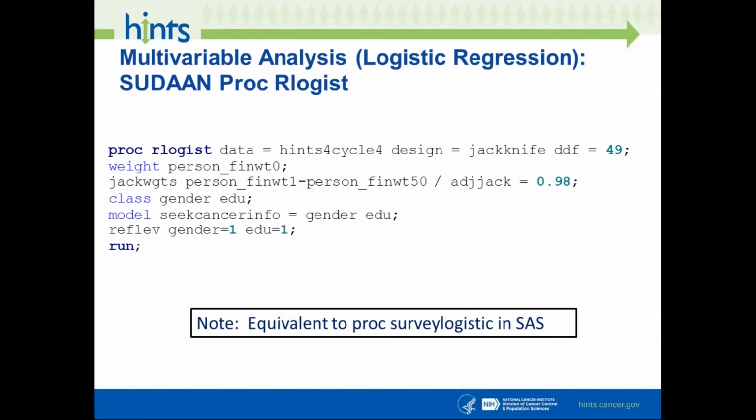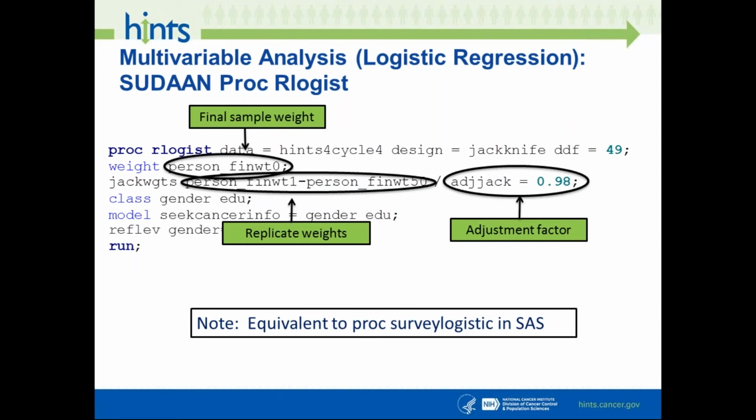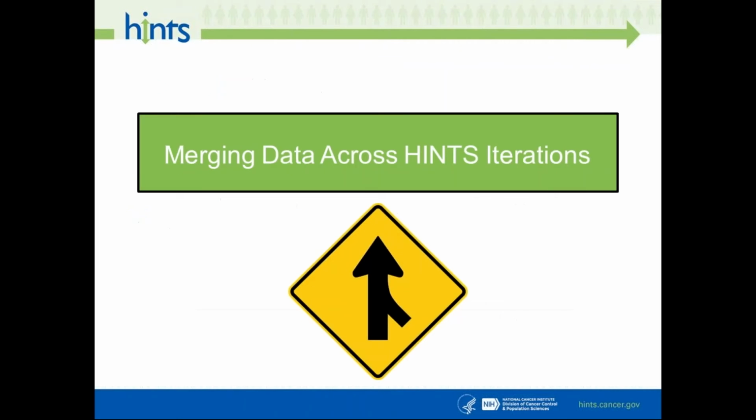Okay, cool. Merging data across iterations. So the T in HINTS is for trending. It was done on purpose. Because of course there have been successive iterations of HINTS, what a great opportunity to do some trending, or merging, I should say, merging data across iterations. And then you can decide what you want to do with those merged data.